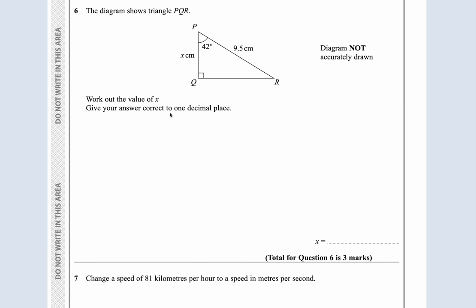Question 6. Work out the value of x. This is the type of question, guys, everybody should be able to do. There's nothing tricky to it. It's just, do you know your SOHCAHTOA? So we have the hypotenuse, tick. We want the adjacent, tick. Which has the 2 ticks? Ka. So we're going to use cos. Cos of 42 equals adjacent x over hypotenuse 9.5, and then x is just equal to cos 42 times 9.5, or 9.5 times cos 42.